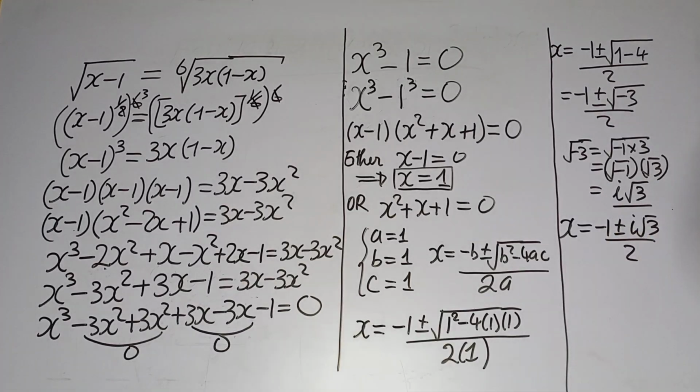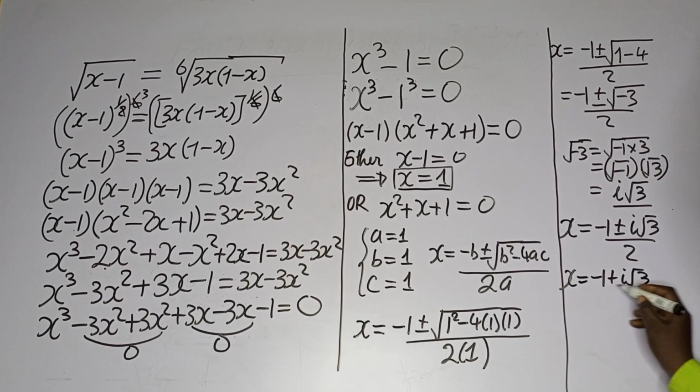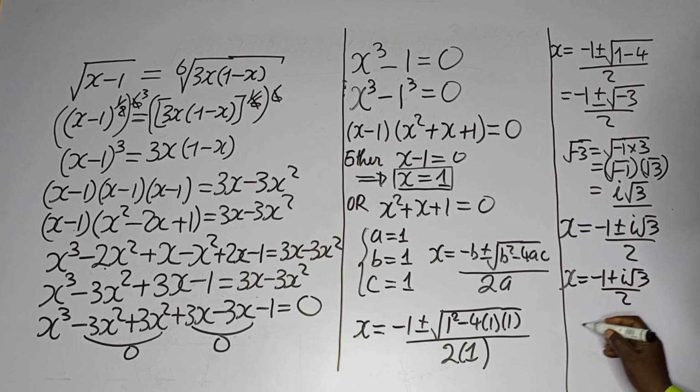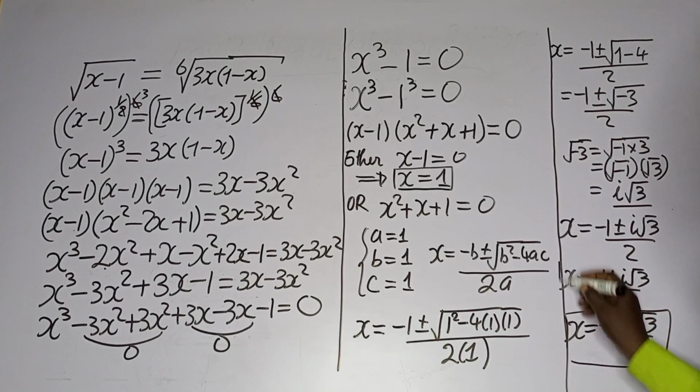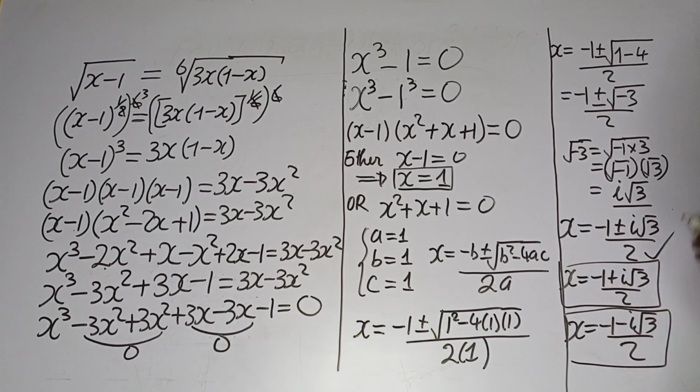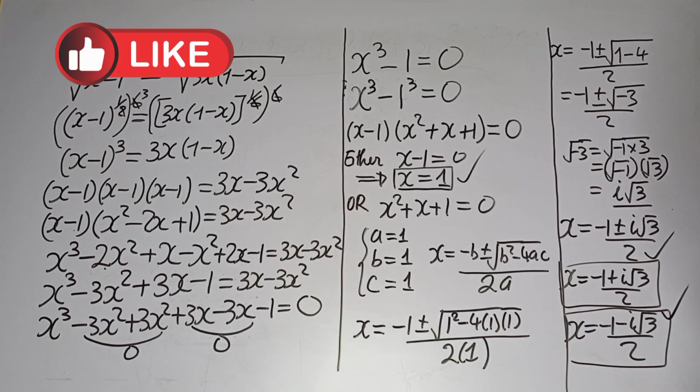This gives us the remaining two solutions, which you can separate as x equals negative 1 plus i root 3 all over 2 and x equals negative 1 minus i root 3 all over 2. So we got all three solutions. We got x equals 1, x equals negative 1 plus i root 3 all over 2, and x equals negative 1 minus i root 3 all over 2.